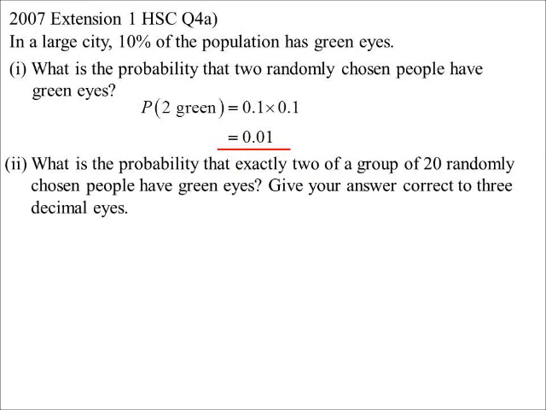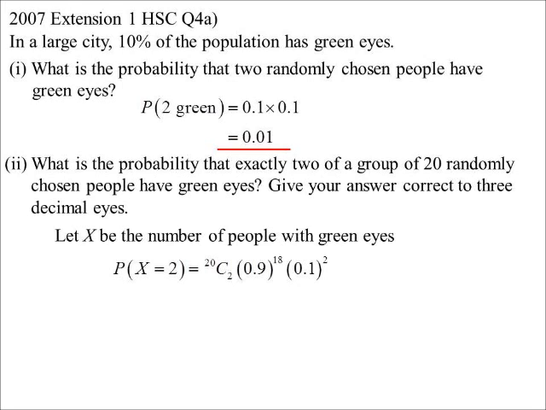Now, probability exactly 2 of a group of 20 randomly chosen people have green eyes. So X is going to be the number of people with green eyes. So we say probability that X is equal to 2. So of the 20, 2 of them we want green eyes. Probability of it happening to the power of 2. Probability of it not happening to the power of 18. And to 3 decimal places they asked for this one, so 0.285.